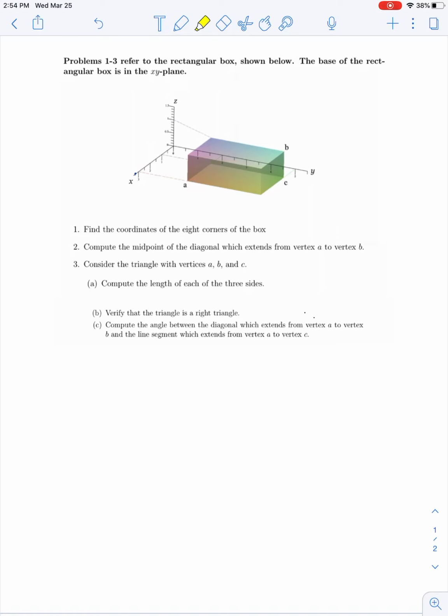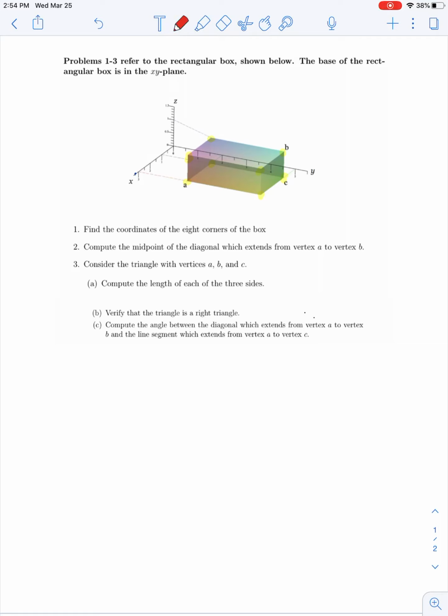We're just going to do question number 1 right now. We're going to try to find coordinates for these 8 corners right here. So let's look at the first one, and let's look at A as our first one.